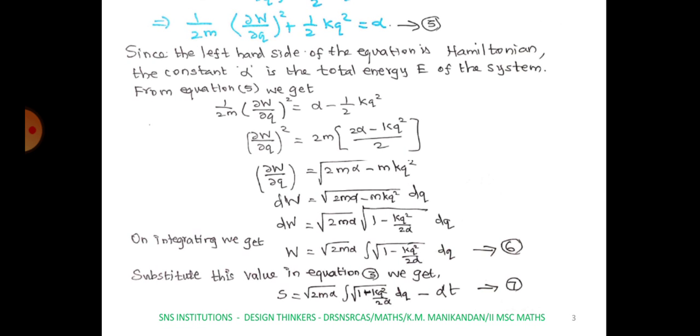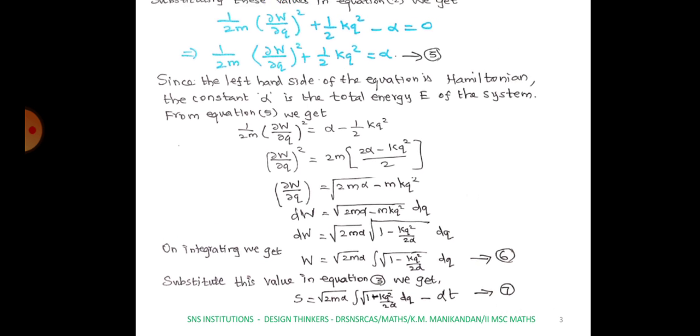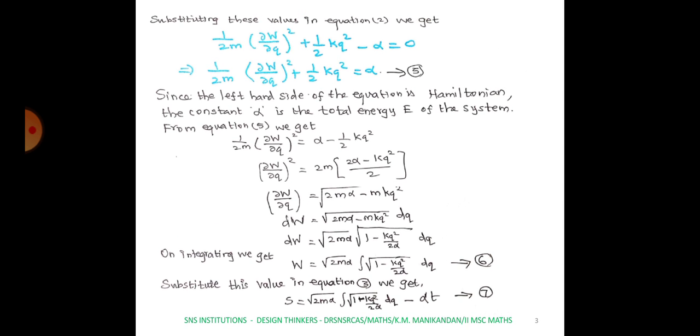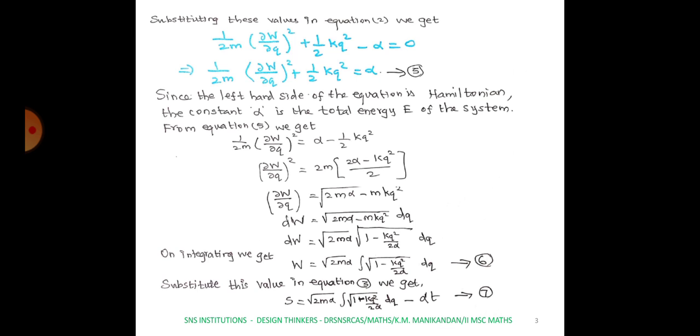We get S is equal to root of 2m alpha into integral root of 1 minus kq square by 2 alpha dq minus alpha t. Here, in the third equation you get S of q, alpha, t equal to W of q, alpha minus alpha t. In this equation, we replace the W of q, alpha by the found out answer. So name this equation as 7.